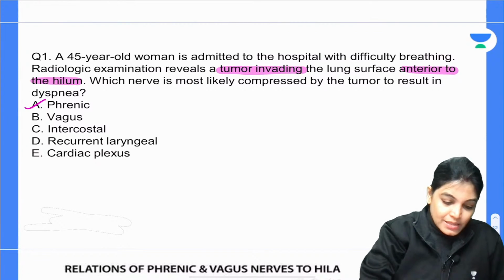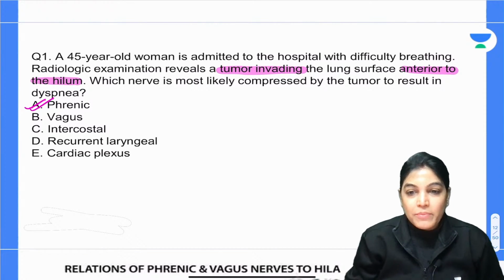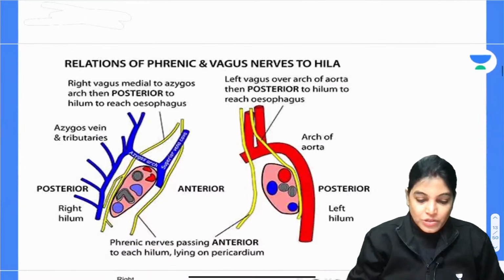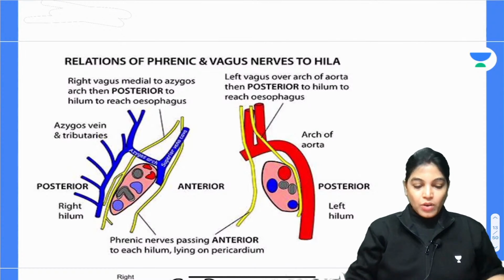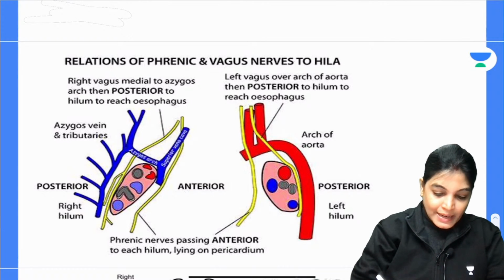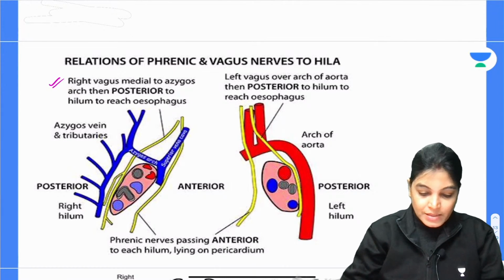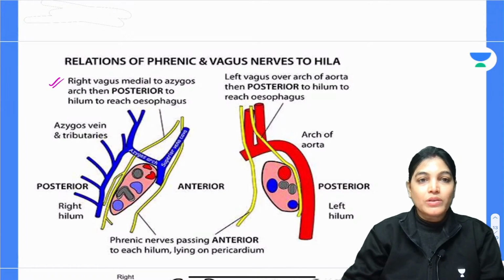So, my dear aspirant, it's the phrenic nerve. Let me show you the image so that you can understand the relations of the phrenic nerve and vagus nerve towards the hilum of the lung. In this diagram, what you can appreciate is that the vagus nerve is medial.